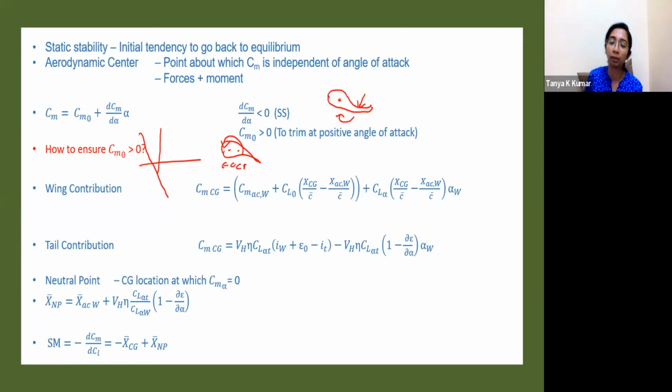And static margin is a quantitative measure of how stable your aircraft is. So positive static margin is a stable aircraft, negative is unstable aircraft. So if static margin is 0, it is neutrally stable because XCG and XNP are the same point. So the CG is located at the neutral point. That means the aircraft is neutrally stable.